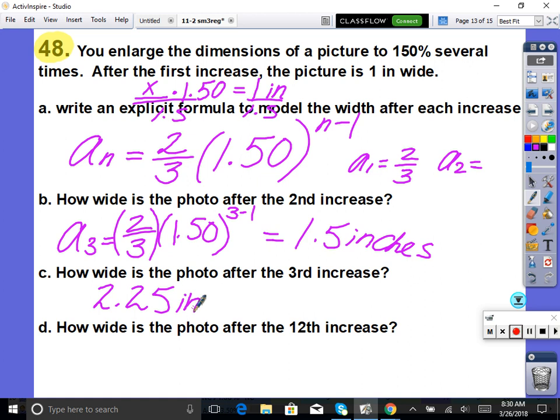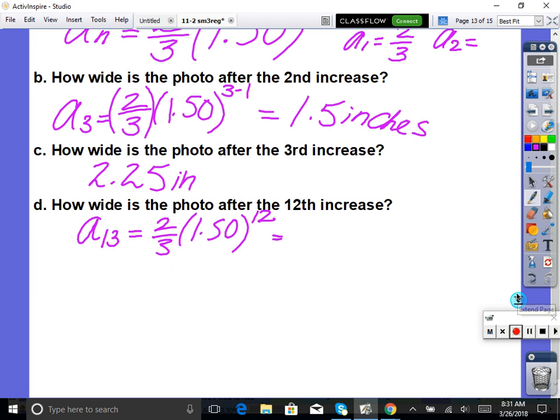Inches. How wide is the photo after the 12th increase? Now, what do we need to be plugging in? 13. So we would say a sub 13 is equal to a sub 1, 2/3 times 1.50 raised to the 13 minus 1, which is why I'm just going to put 12. What did you guys get? Yep, 86.5.